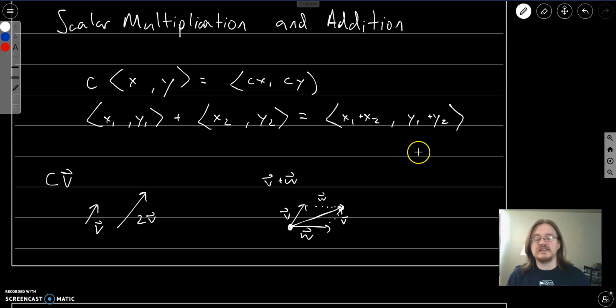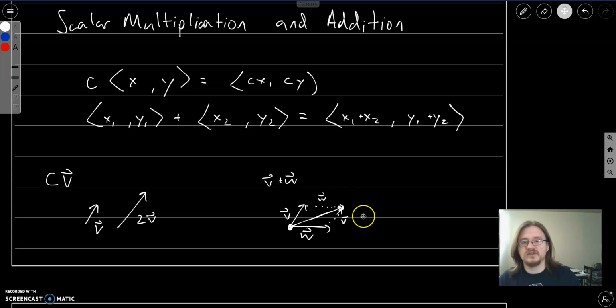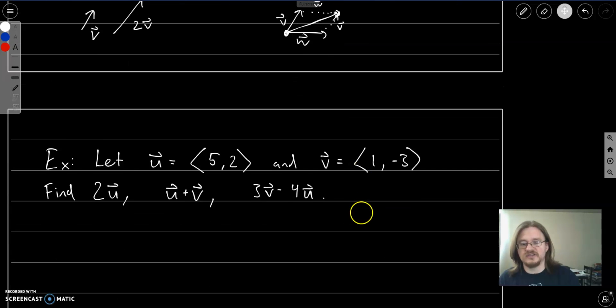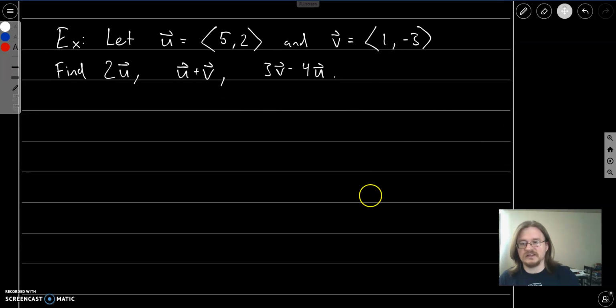This is the easiest way to do vector addition and scalar multiplication. So let's just do a bunch of examples, because I think that this will be the easiest way. So we have u as the vector 5, 2, and v is the vector 1, -3.